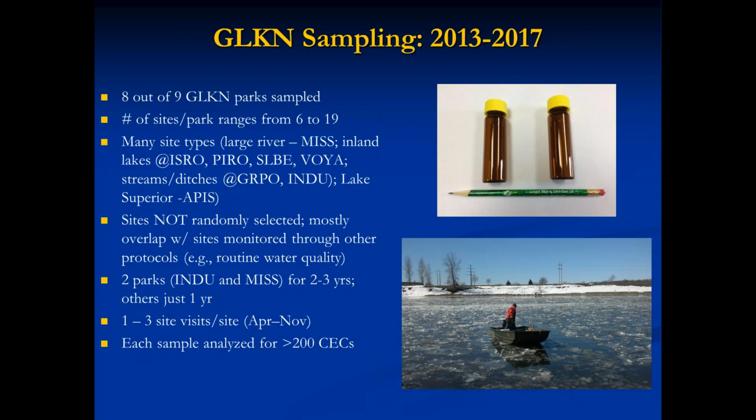At 2 of the parks, Indiana Dunes National Lakeshore and Mississippi National River and Recreation Area, we sampled for a couple of years, whereas the others we just sampled a single year. In any given year, the sampling window is April through November, and we would visit each site 1 to 3 times. And like Rebecca mentioned, each of the samples was analyzed for over 200 different contaminants of emerging concern.